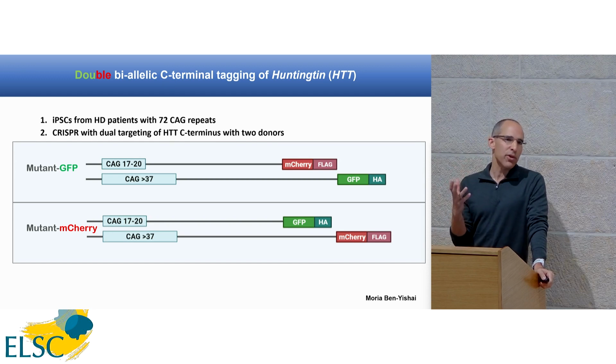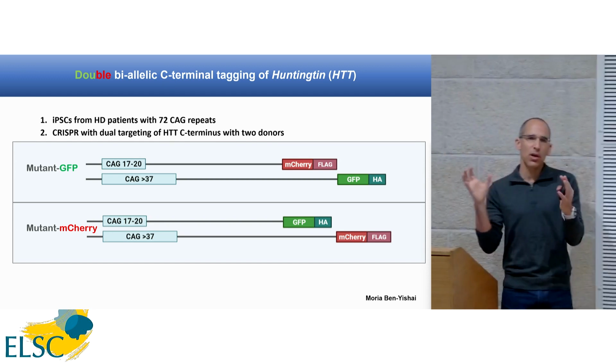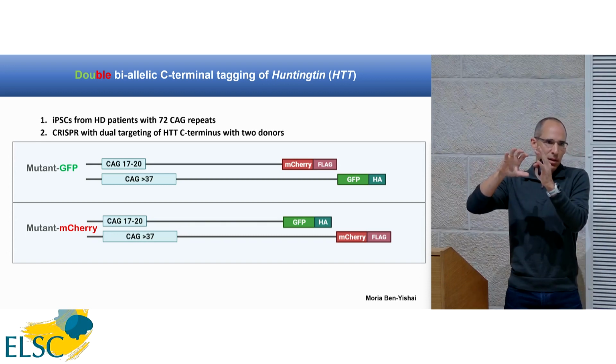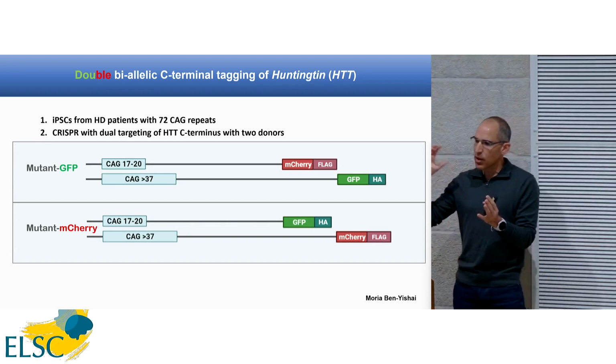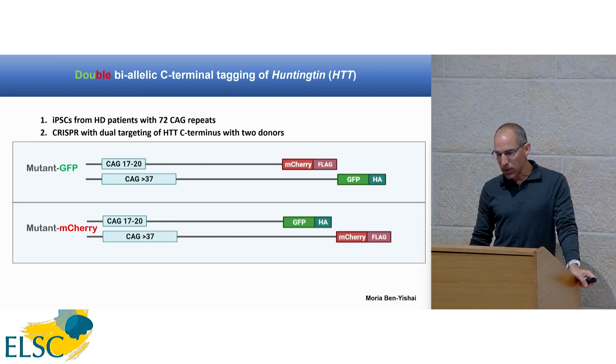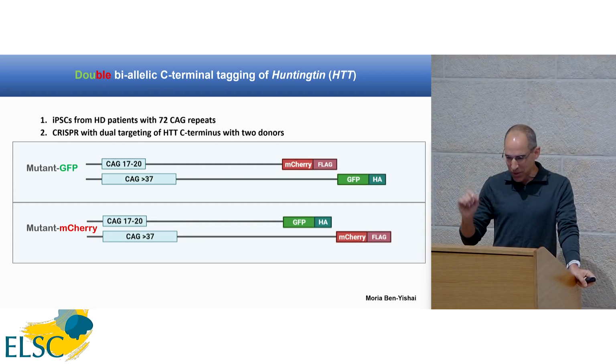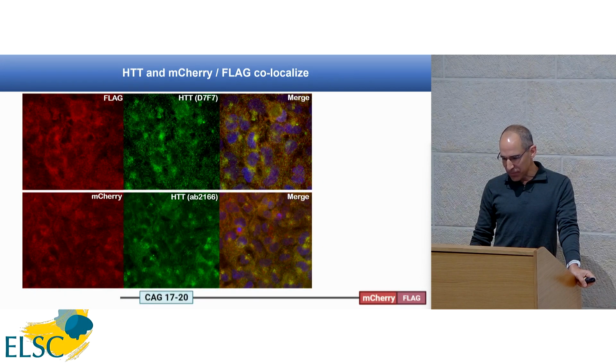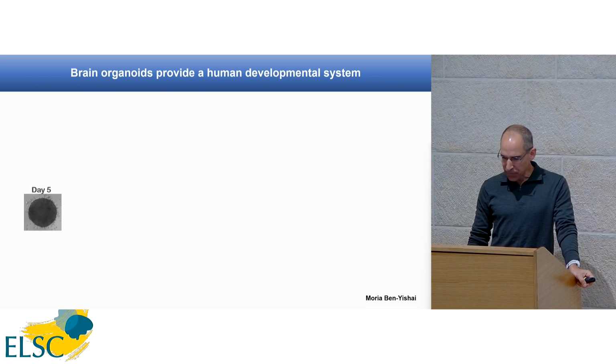the same cells. This was the first time, because so far people have actually looked at cell populations where you have the mutant and the wild type versus the wild type and the wild type. But here we have the wild type and the mutant labeled within the same cells. So this is just the controls to show that they do actually co-localize.